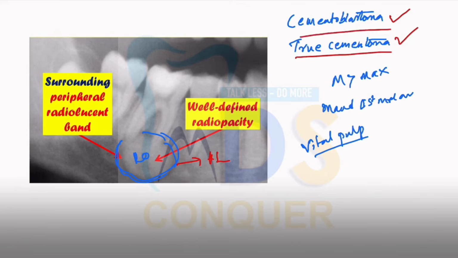Cementoblastoma: most common in the mandible, most common in the mandibular first molar area, always associated with a vital pulp. It is a radiopaque mass surrounded by a thin radiolucent line.